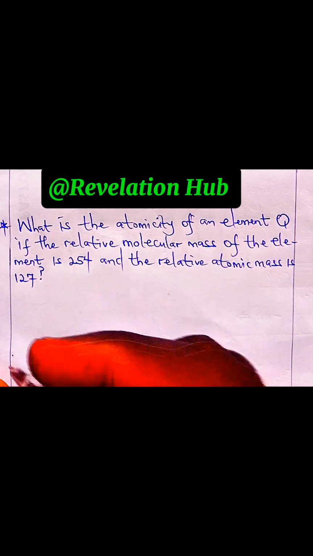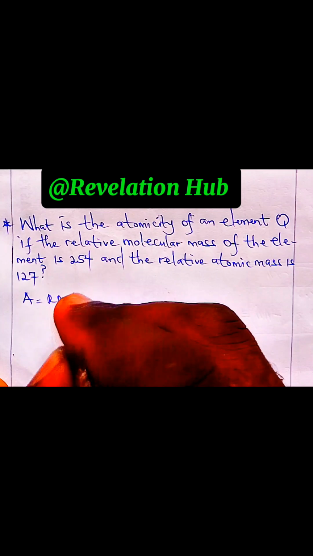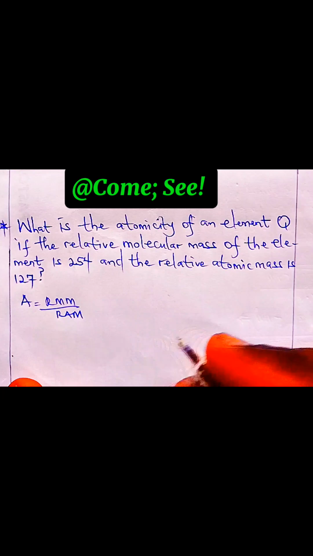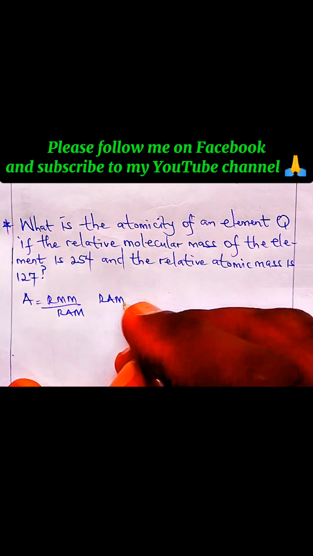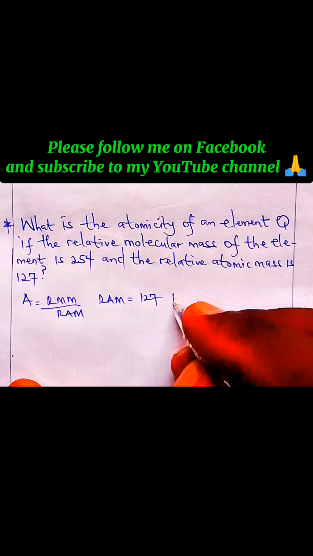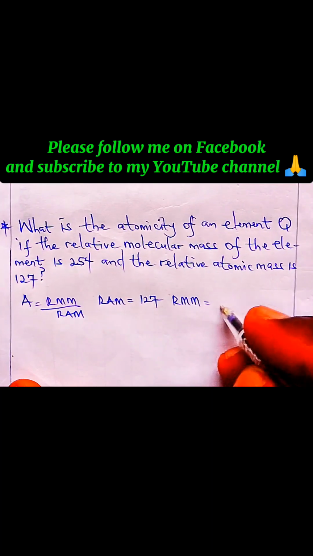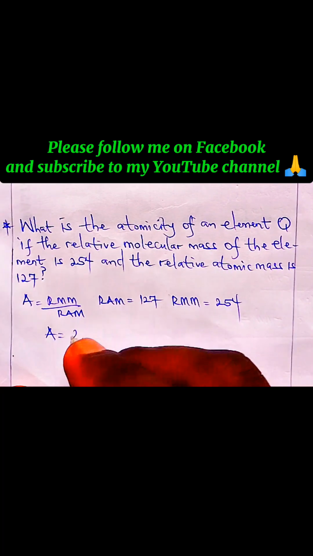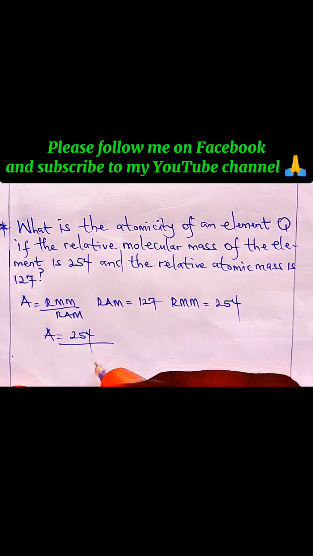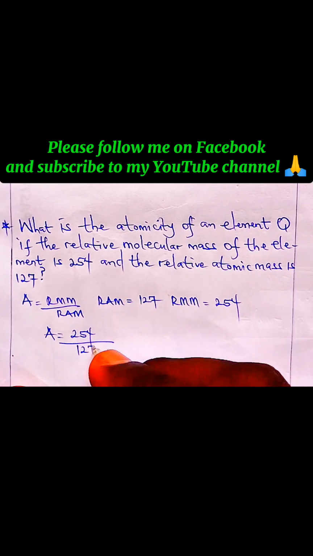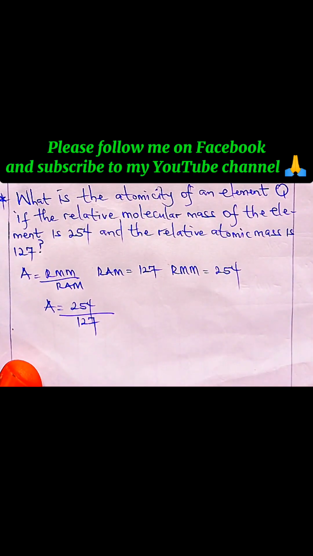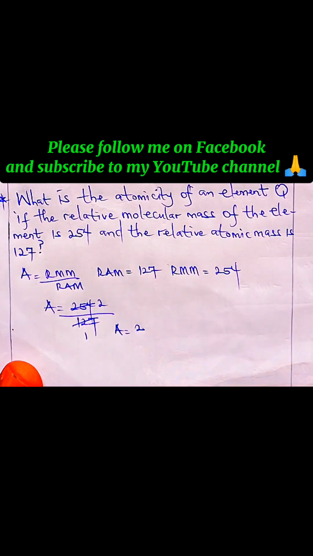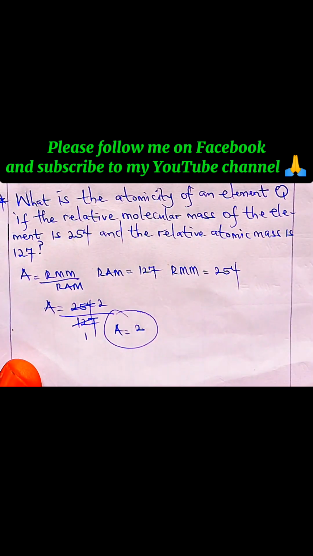Now, what's the formula for atomicity? Atomicity is relative molecular mass over relative atomic mass. In this question, we are given our relative atomic mass to be 127 and the relative molecular mass, which is RMM, to be 254. So atomicity, according to the formula, is 254, which is the RMM, relative molecular mass, over 127, which is the RAM, relative atomic mass. So we divide: 127 into 127 is 1, 127 into 254 is 2. So atomicity is 2. I'm very sure you got the same result.